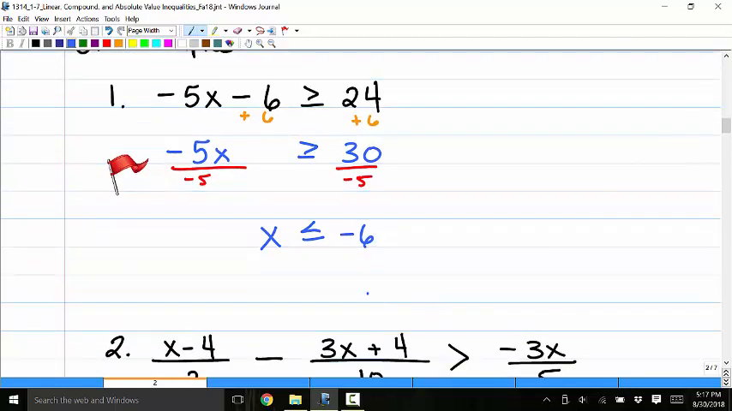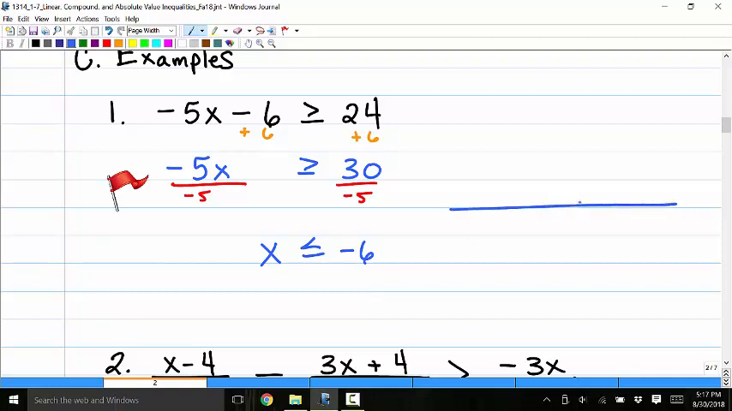From here, I'm going to encourage you to do the graph. Here's -6. I want all the values less than or equal to -6. So am I going to shade to the right or to the left? And the answer is I'm going to shade to the left. All the numbers less than -6. And I want less than or equal to, so that means I want the bracket. The answer to this problem in interval notation, I start at -infinity, which always has a parenthesis, and I stop at -6 with a bracket. That's my answer.